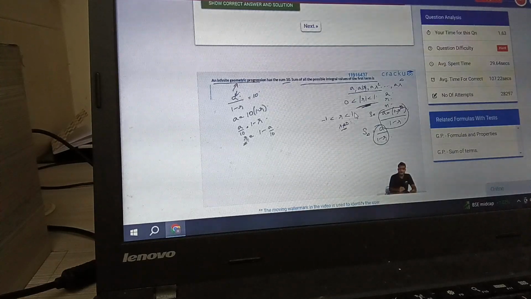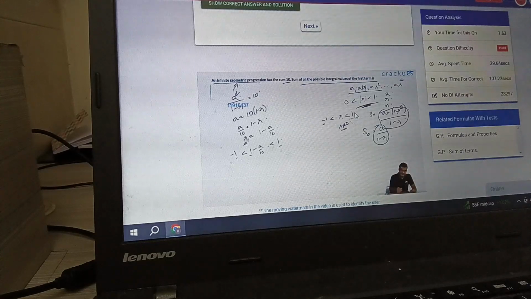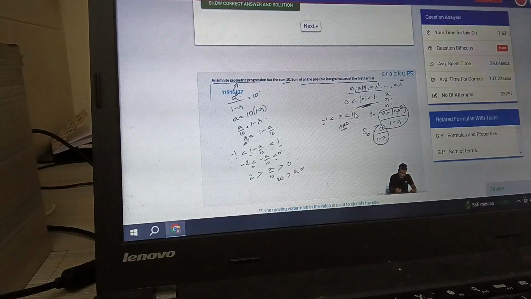Here we know the boundaries of r. We know that r lies between minus 1 and 1, so we can easily calculate the boundaries for a. So 1 minus a by 10 will lie between minus 1 and plus 1. If we subtract 1 from all the inequalities, minus 2 is less than minus a by 10, which is less than 0. If we multiply all the inequalities with minus 1, because we are multiplying with a negative number, the direction of the inequality changes. So this becomes 2 is greater than a by 10, which is greater than 0, or 20 is greater than a, which is greater than 0.